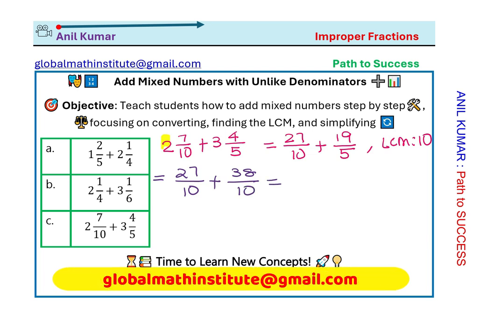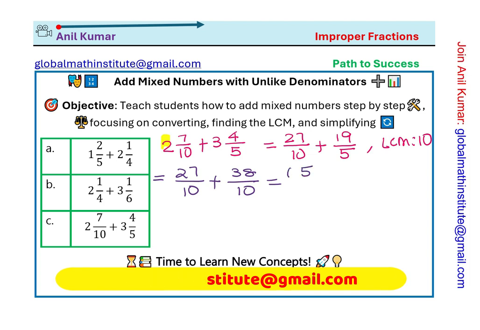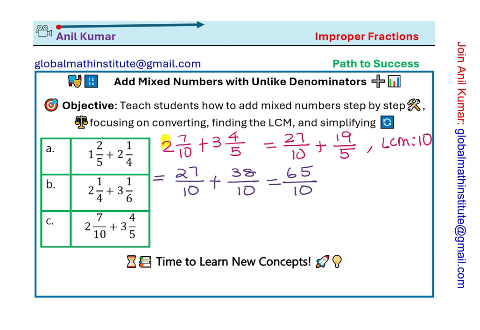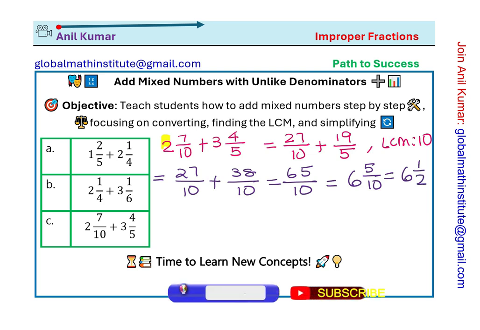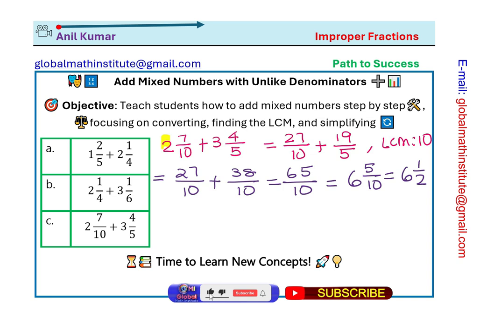Add them up. 3 plus 2 is 5. 8 plus 7 is 15. 15 and 1 carry. So 65 over 10. Right. That means 6 whole. And what are we left with? 5 over 10. We could reduce this and write this as 6.5, right? So now we have seen how we add mixed numbers.